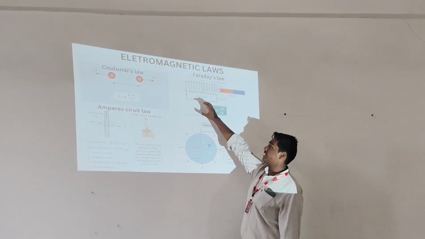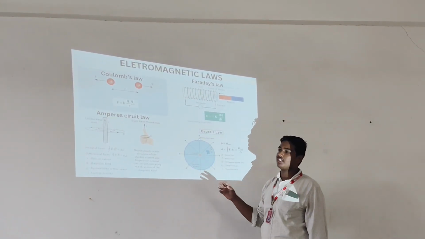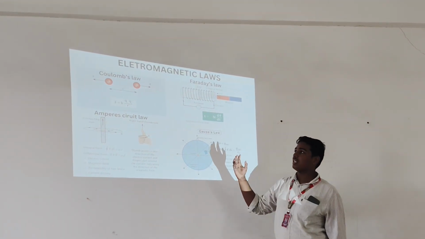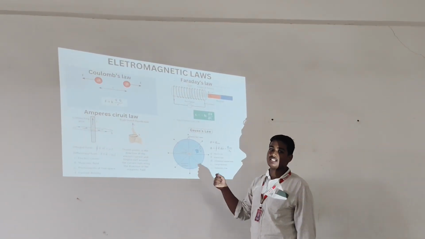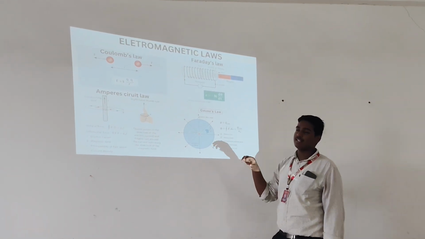When we increase the number of turns in a coil, the magnetic flux produced will increase. When we decrease the coil size, the magnetic flux produced in the coil will decrease.